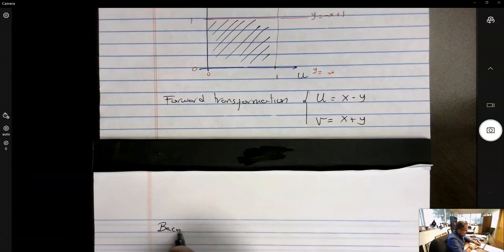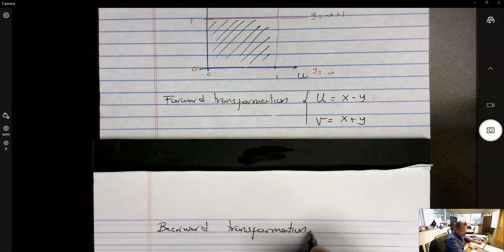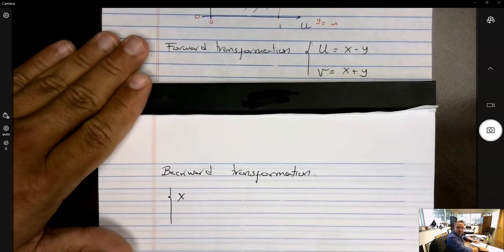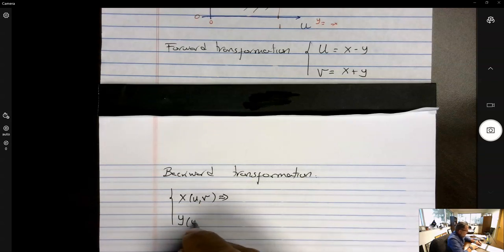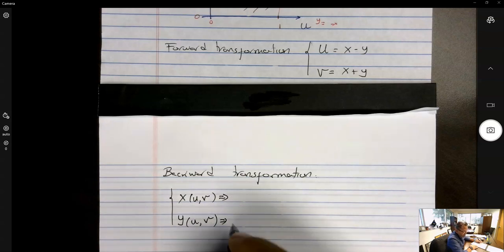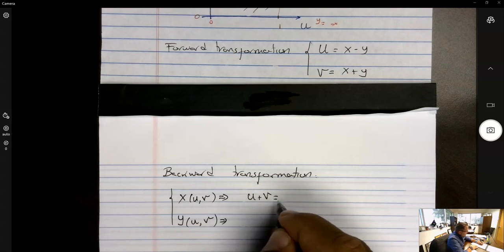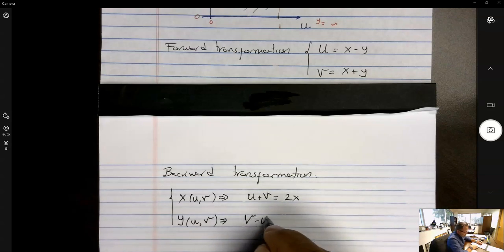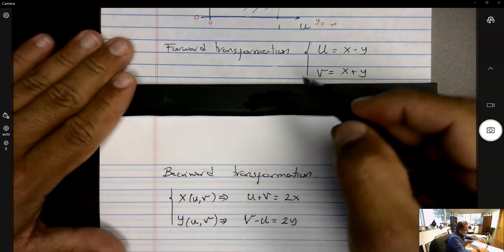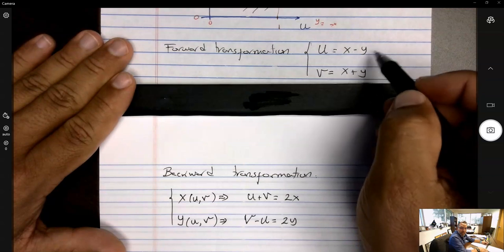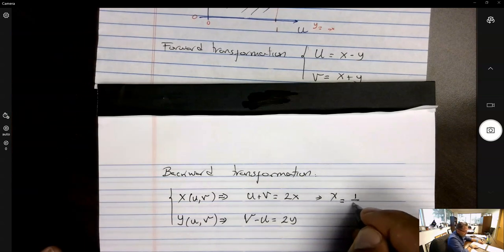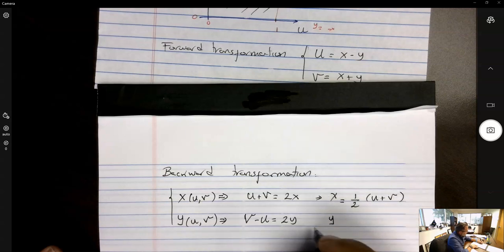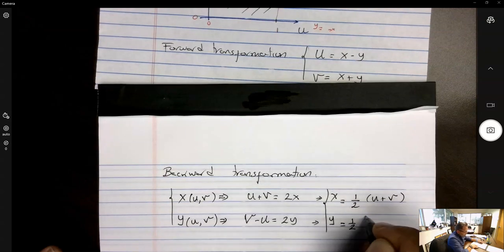So the backward transformation, x as a function of u and v, and y as a function of u and v. So we've got to solve a system of two equations with two unknowns. u plus v is equal to 2x, v minus u is equal to 2y. So we add these two and we subtract these two, and by such we eliminate the x and the y from these two equations, and then we solve: x is equal to 1/2 of u plus v, while y is equal to 1/2 of v minus u.